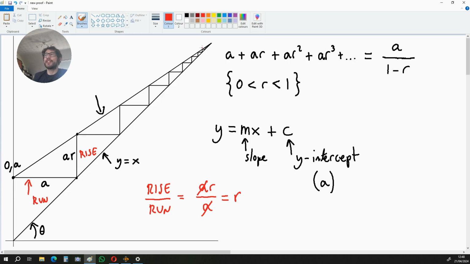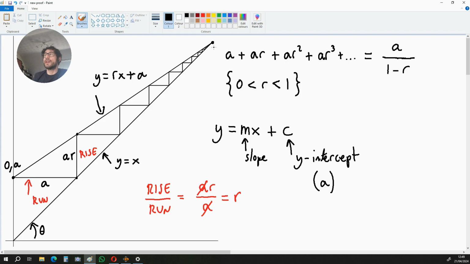So let's come up with an equation for this line over here. We know that the slope is r, so what we're going to get is y is r times x, and the y-intercept is going to be a. It means that this line over here can be described by y is rx plus a. Now, as you can see, the line y is equal to x and the line y is equal to rx plus a, they intersect right up here.